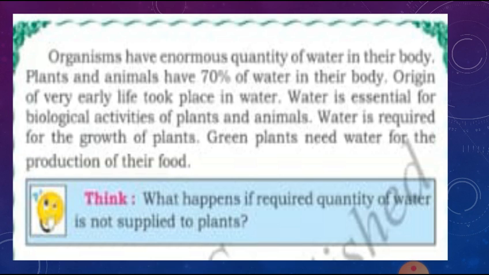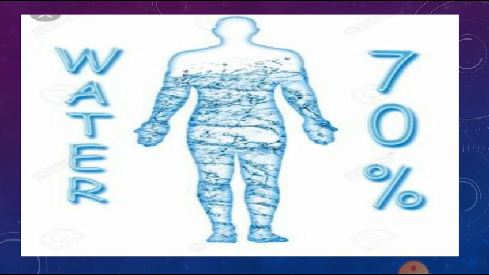Organisms have enormous quantity of water in their body. Enormous quantity means big amount of or large quantity. So all organisms have large quantity of water in their body. Organisms means ಜೀವಿಗಳು. Plants and animals have 70% of water in their body. So all animals and plants body is covered by 70% of water.